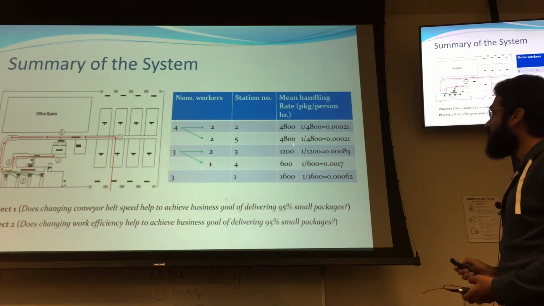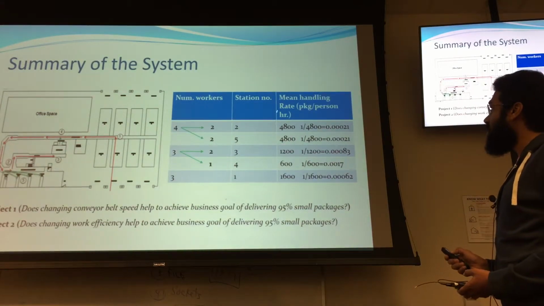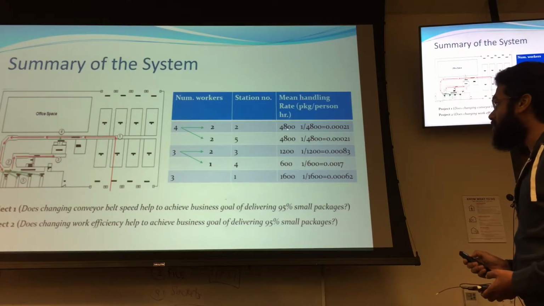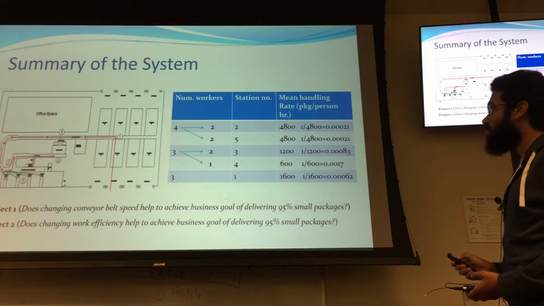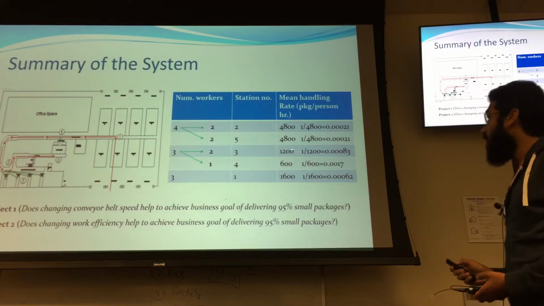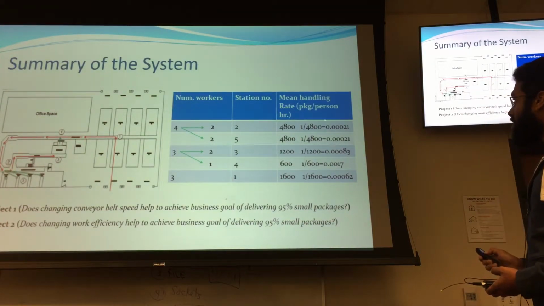1. On the very right is, as given here, the mean handling rate packages per person. For example, for station 2, a worker can handle 4,800 packages per hour. We took the inverse of that, as you can see, in order to get the processing time, how long for a worker to process 1 package.